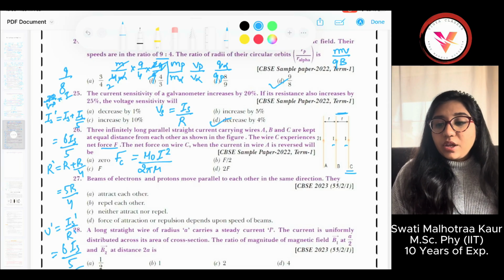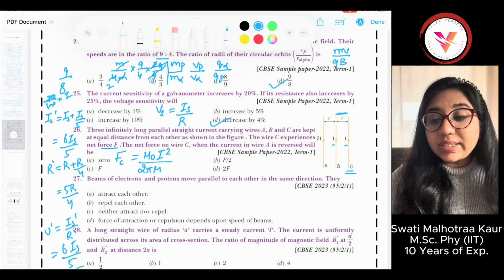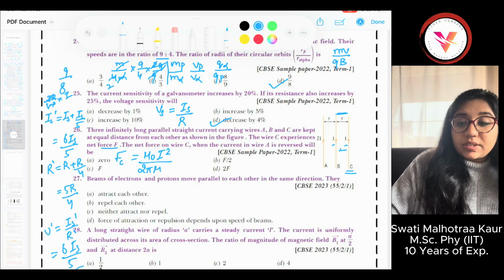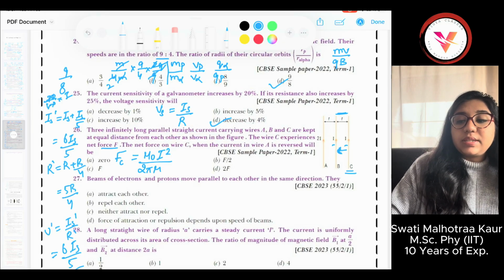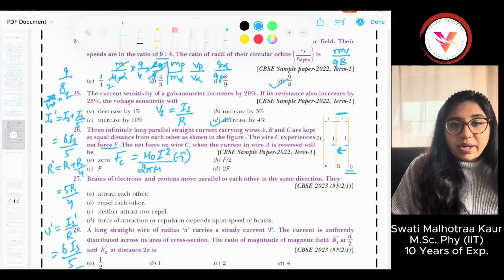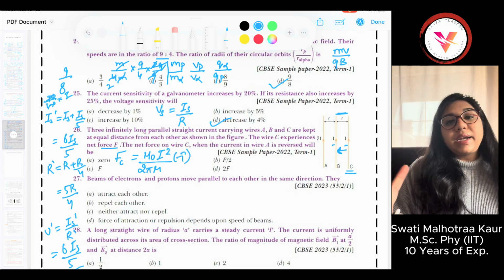And if you have to calculate the force, since the currents are parallel, they attract towards it. It is in this direction, let's say minus I cap. The parallel currents attract, the anti-parallel repel.